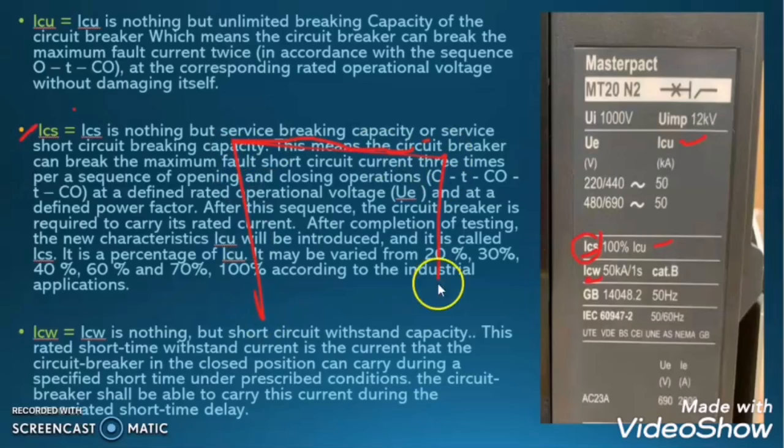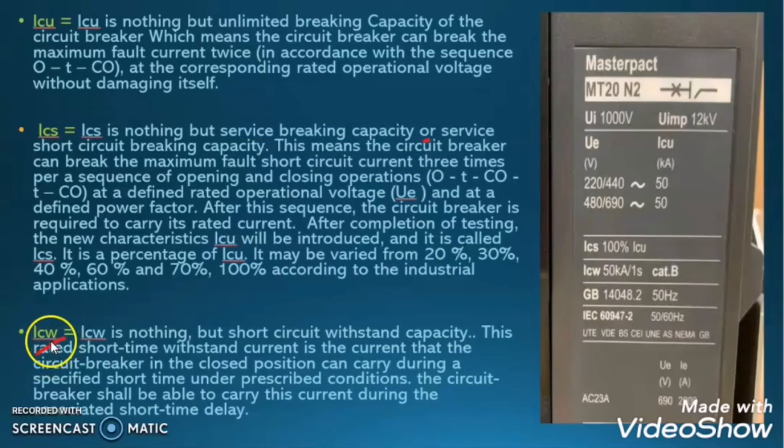Suppose there is a circuit breaker and we turn it on, and there is a short circuit fault in the network. We turn on the circuit breaker, then we turn it off, and again we turn it on. If we do this sequence 3 times, and there is a short circuit fault in the system, then we see whether the breaker is operational or not. Then we say that is the ICS rating of the breaker.